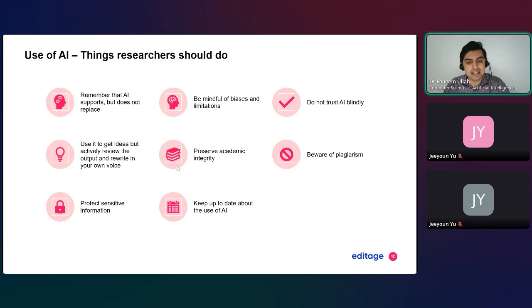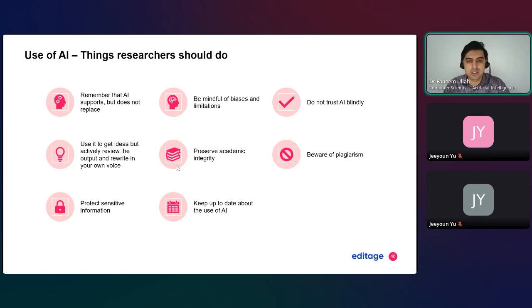We need to not trust AI blindly, and then we need to use it to get ideas, but we need to put our own human touch to it to make sure that those ideas make sense to us as well. And we need to preserve the academic integrity, making sure that we do not claim that something written by AI is our work.